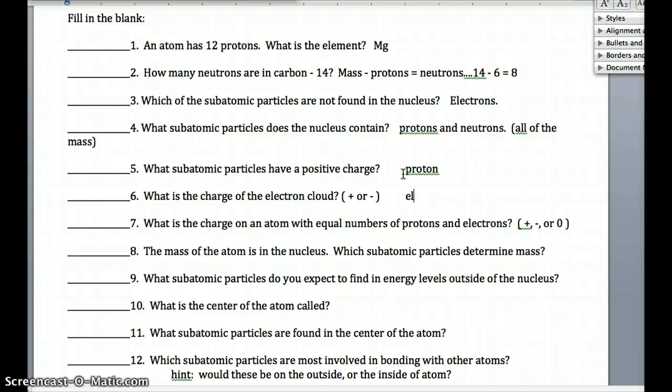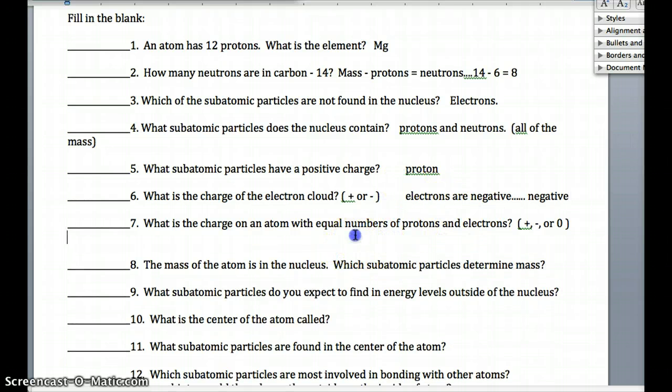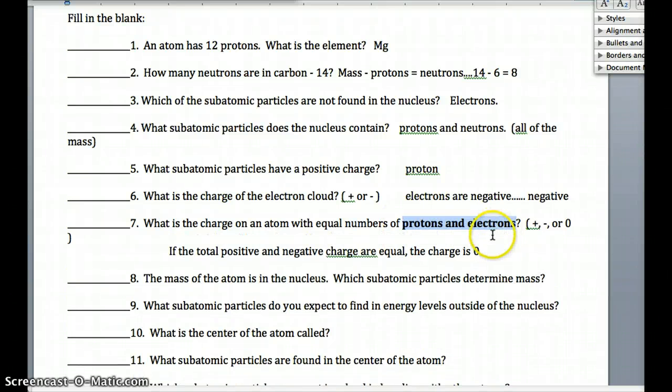And since the electrons are in the electron cloud and electrons are negative, the answer here is negative. If the total positive and negative charge are equal, the charge is 0. In this case, protons are positive and electrons are negative, so the total positive and negative would be the same, so the charge would be 0.